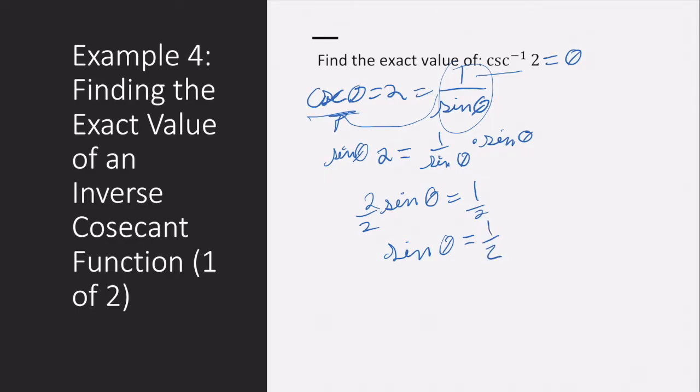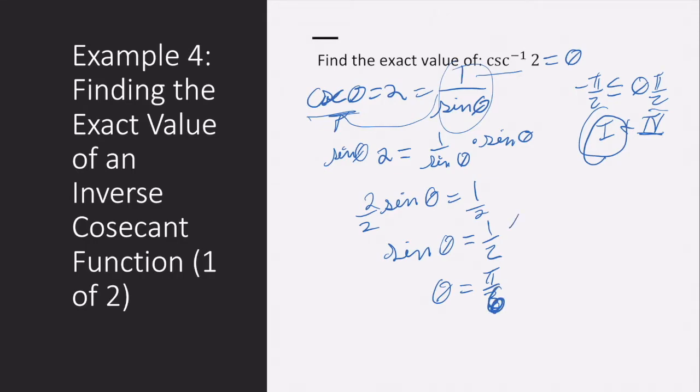Now's when it's important to know what quadrant we're in. Note that theta can only be between -pi over 2 and pi over 2. So my only quadrant options are 1 and 4. Those are our possible quadrants. Because cosecant, which is 1 over y, is positive, that tells me I'm in quadrant 1. So sine of theta is 1/2. That's going to be when theta is, if I'm looking at my unit circle, pi over 6, because that's where I have a y value of 1/2.